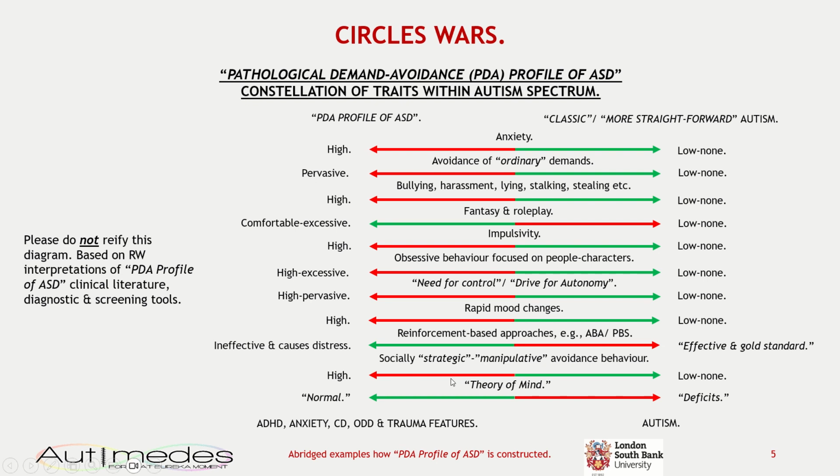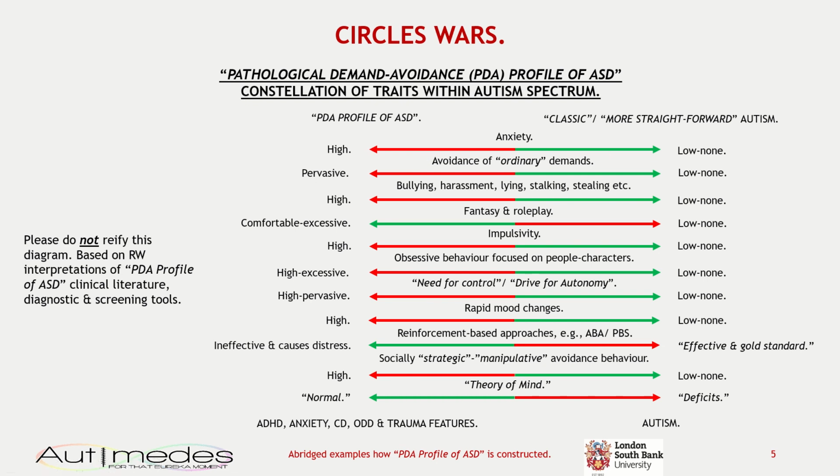There are other ways of looking at it, because I would just say the right-hand side is mainly autism, and the left-hand side seems to represent features of ADHD, anxiety, conduct disorder, oppositional defiant disorder, and trauma-related features. You'll notice these continua are represented in a series of red and green arrows, with the red arrow meant to be more impaired or more problematic, and the green end meant to be less of an issue, less impaired.